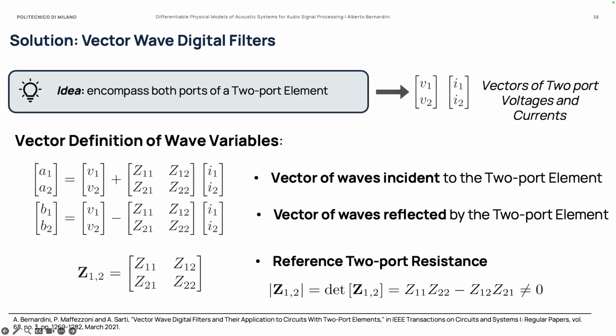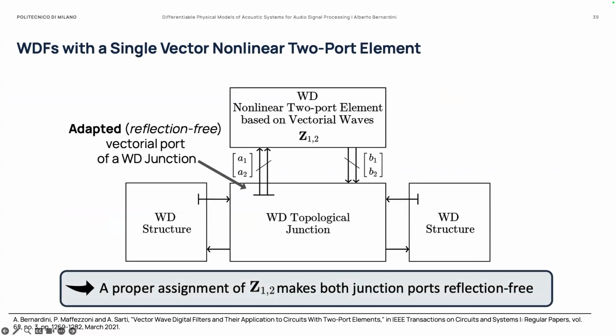So the idea that we propose is to generalize the definition of waves to vector waves. So basically, instead of using scalar waves, so applying one transformation for each port of the circuit, we consider the two ports of interest, and we apply a transformation to both pairs of variables of those ports, and we define a matrix of free parameters, which is in this case a 2x2 matrix. So it's just a generalization to the vector case of the original transformation of variables that we have seen. This allows us to treat the two ports simultaneously using vector variables.